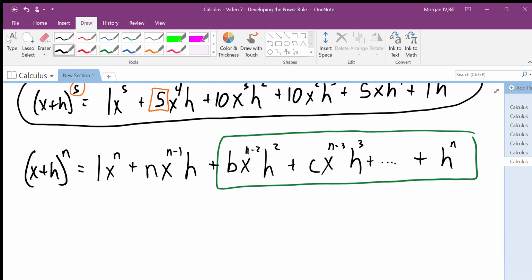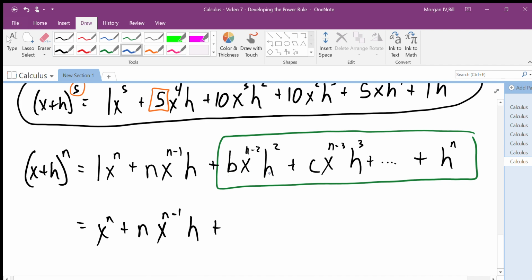So what I'm going to do is I'm going to rewrite this as x to the n, 1x to the n becomes x to the n, plus n times x to the n minus 1 times h, plus I'm going to factor out an h squared out of all these terms that are left.